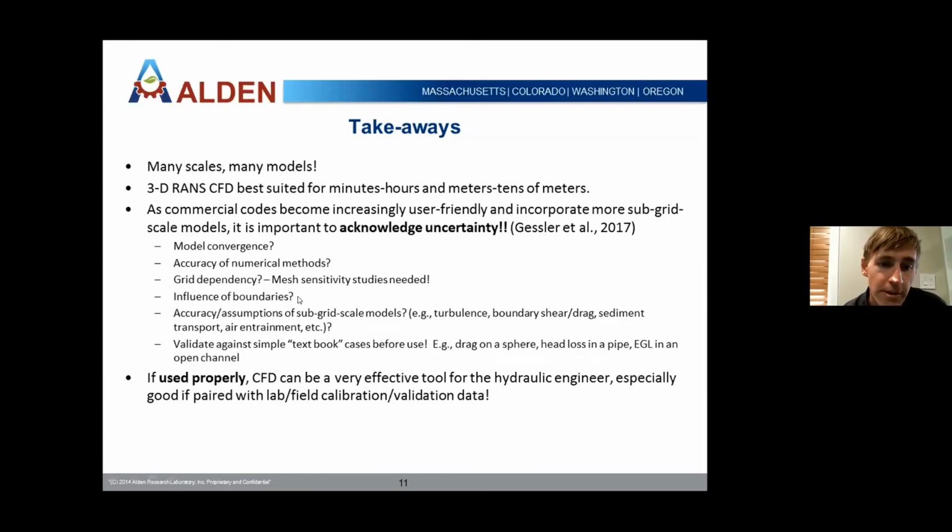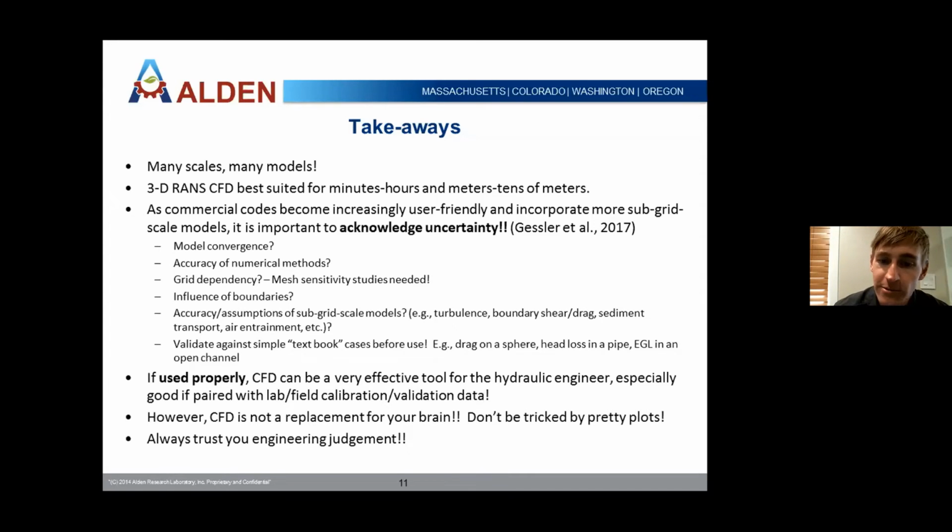But if used properly, I use it every day. CFD is an effective tool for the hydraulic engineer, especially good if paired with lab or field calibration and validation data. But it's no replacement for your brain. Don't be tricked by pretty colorful plots. And as always, trust your engineering judgment.